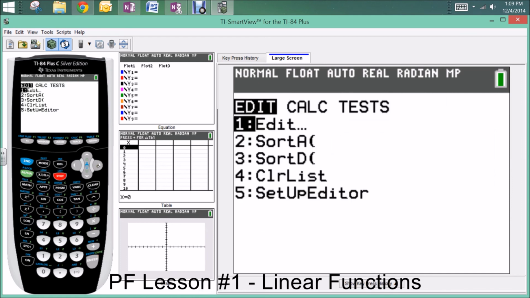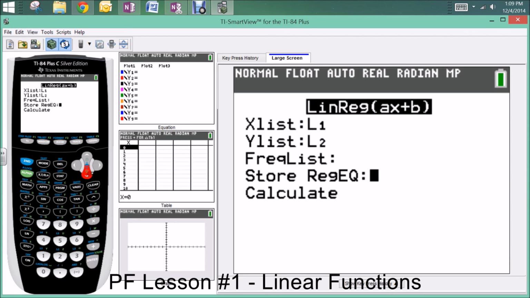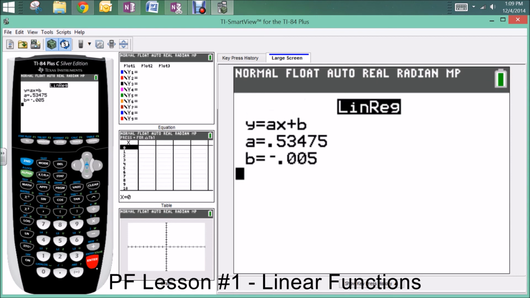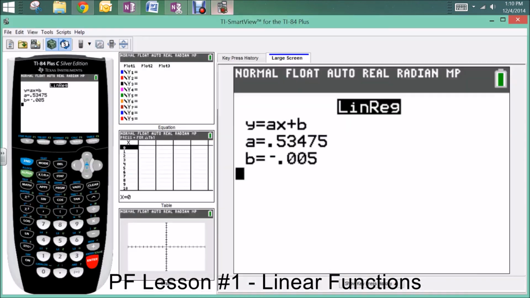Once I've got that in, stat, over to calc. I run the regression I want. In this case, I want a linear regression, LIN. Keep in mind, LIN is linear, LN is natural logarithmic. So I run linear regression, scroll down, hit calculate, and it gives me my equation. A equals 0.53475, and B equals negative 0.05. So I've got y equals 0.53475x, and B is negative 0.005, I forget, 005.